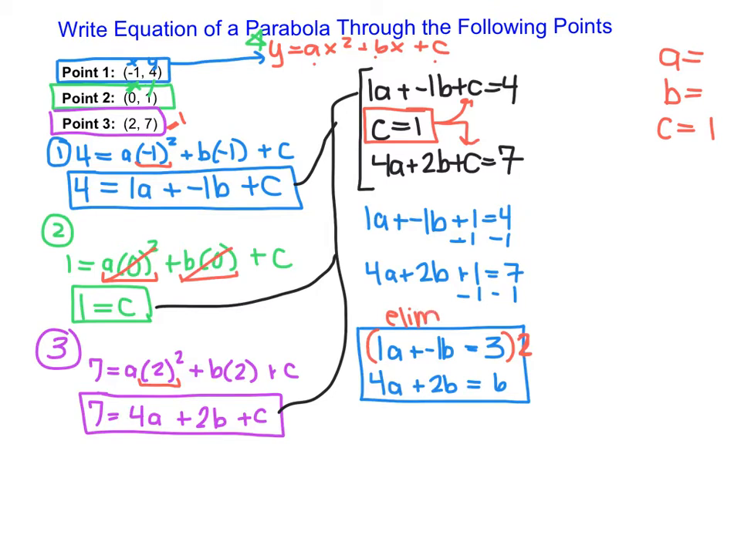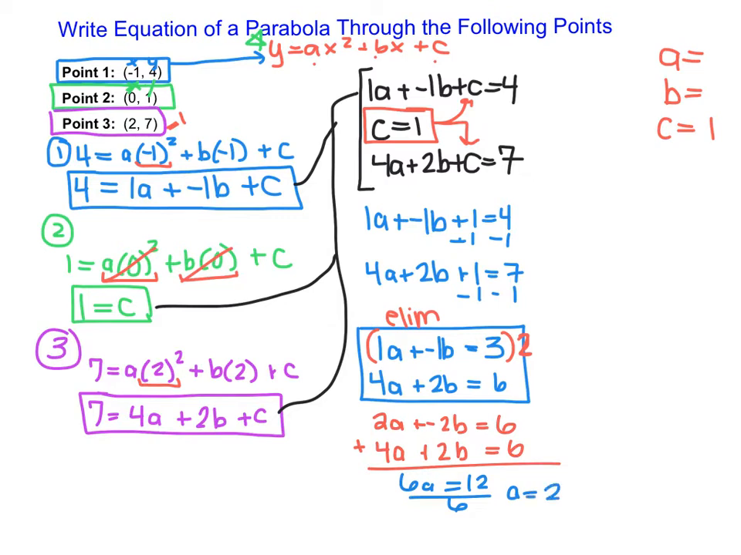So if I multiply through, I end up with 2a plus a negative 2b is equal to 6. Then I have 4a plus 2b is equal to 6. And if I add that straight down, I end up with 6a is equal to 12. So if I divide both sides by 6, I find that my a value is equal to 2. And then I can take my values for a and c, and I can calculate my b value.